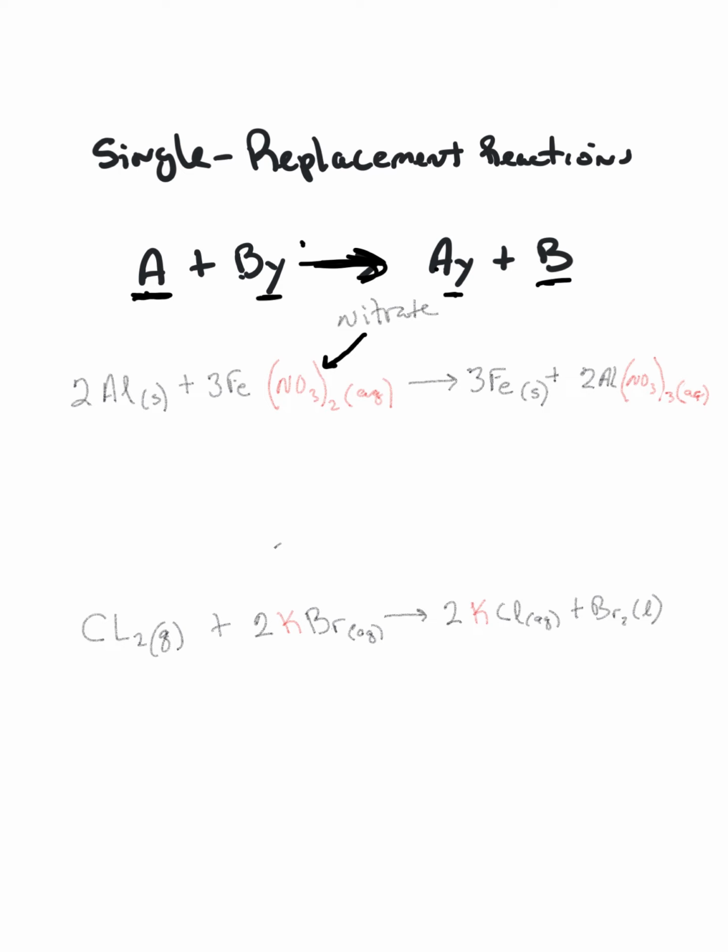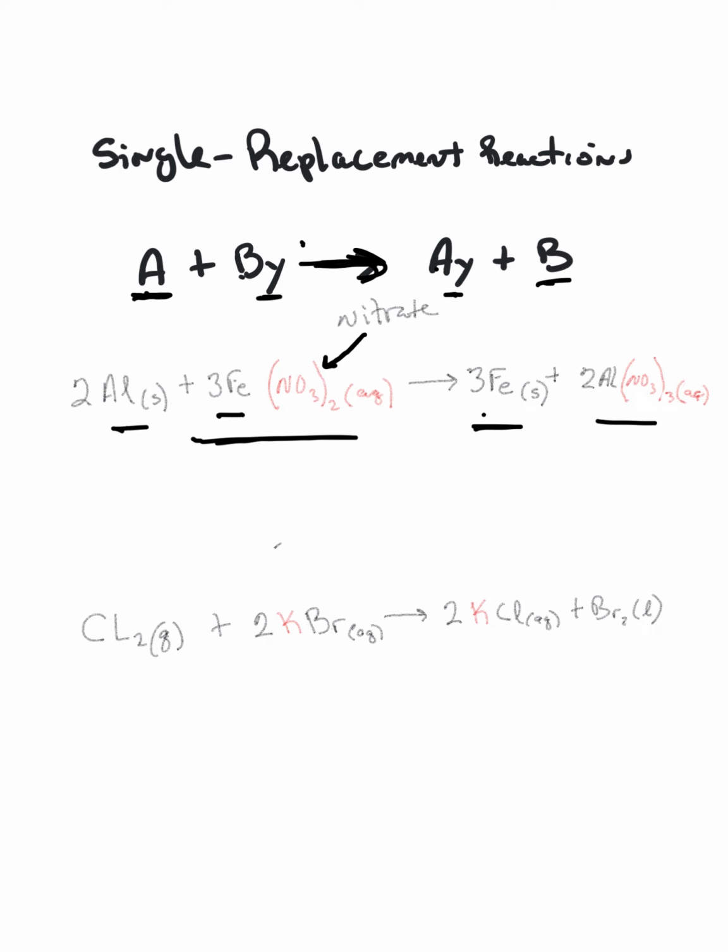An example is we have aluminum and iron nitrate, and that yields iron and aluminum nitrate. So what we've done is we've taken the nitrate and moved it from the iron on this side of the reaction, and on the product side the nitrate is now with the aluminum, and the iron is now elemental.